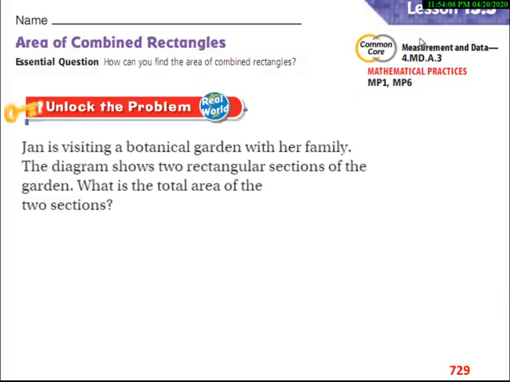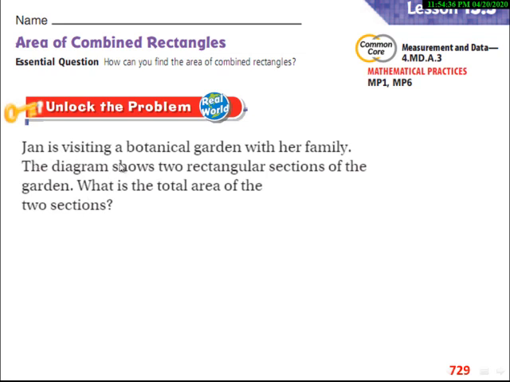Welcome to our new lesson, lesson 13.3, area of combined rectangles. In today's lesson, inshallah, we're going to talk about how you can find the area of combined rectangles. So let's unlock the problem.